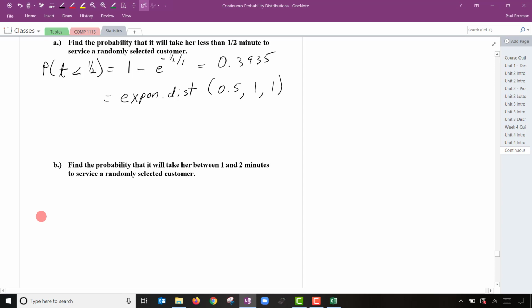Find the probability it will take between 1 and 2 minutes. Set it up. The time is between 1 and 2. Again, it doesn't matter if you include the endpoints or not, because it's continuous. If it were discrete, we have to be very cautious about what we mean here by between. But in the continuous case, it doesn't matter at all.